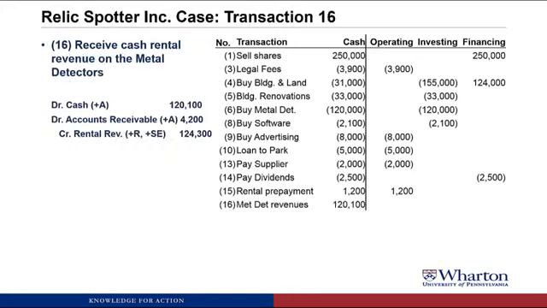In transaction 16, Relic Spotter receives cash rental revenue on the metal detectors. Total amount of cash is $120,100. Is that operating, investing, or financing? The answer here again is operating. It's an operating cash inflow of $120,100 because again we're receiving cash from customers.